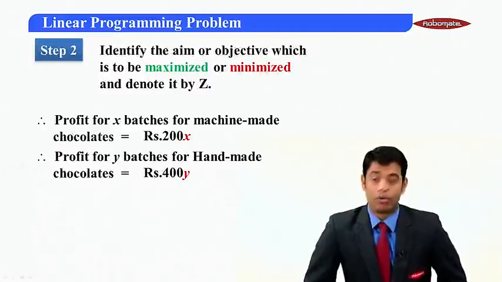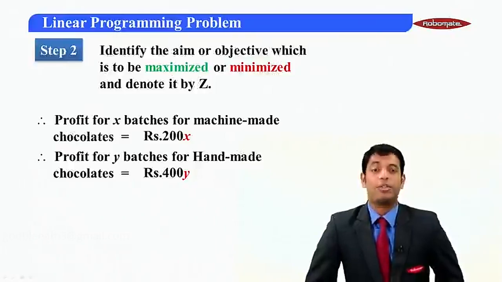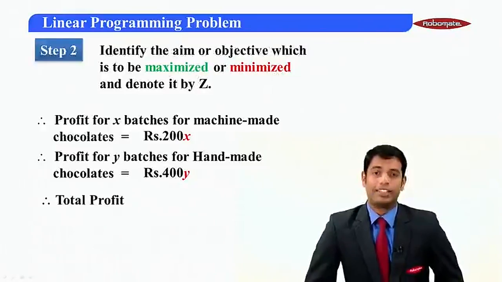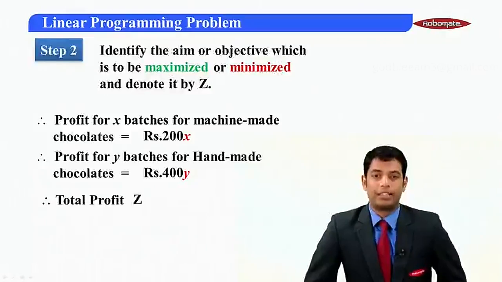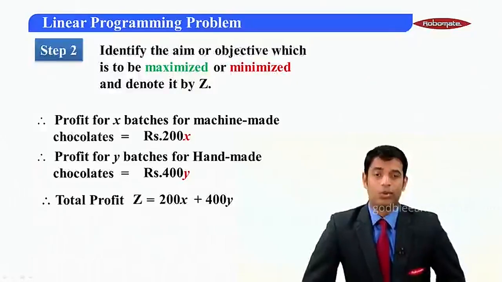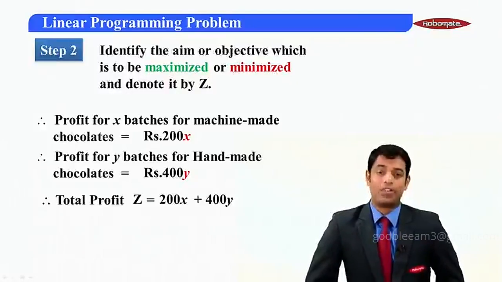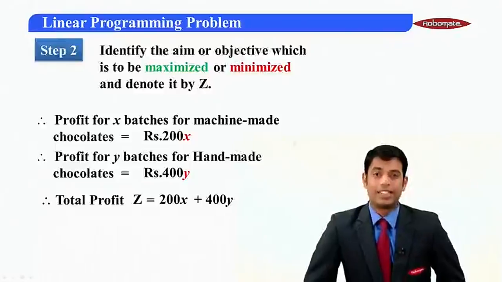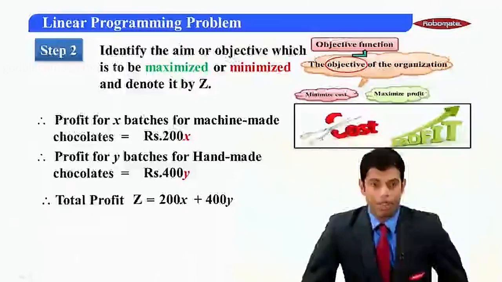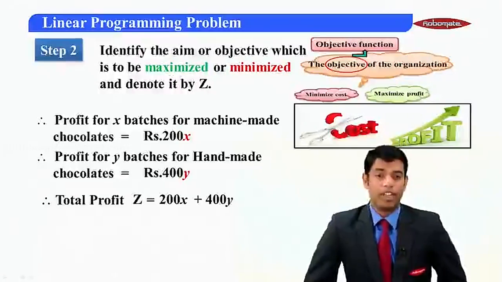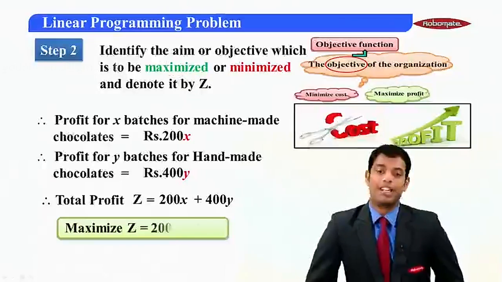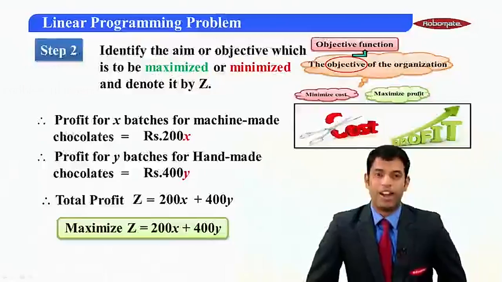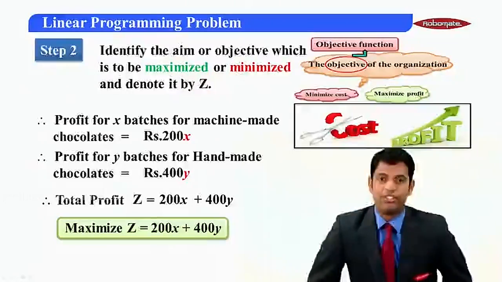And what is the total profit of the company? Obviously, we need to add these two profits. So let's denote that profit by Z. Total profit Z is equal to 200x plus 400y, and this is what we call the objective. Since we are talking about profit, and we have seen that we have to maximize profit and minimize cost, we have to maximize here. So maximize Z equal to 200x plus 400y is our objective function.